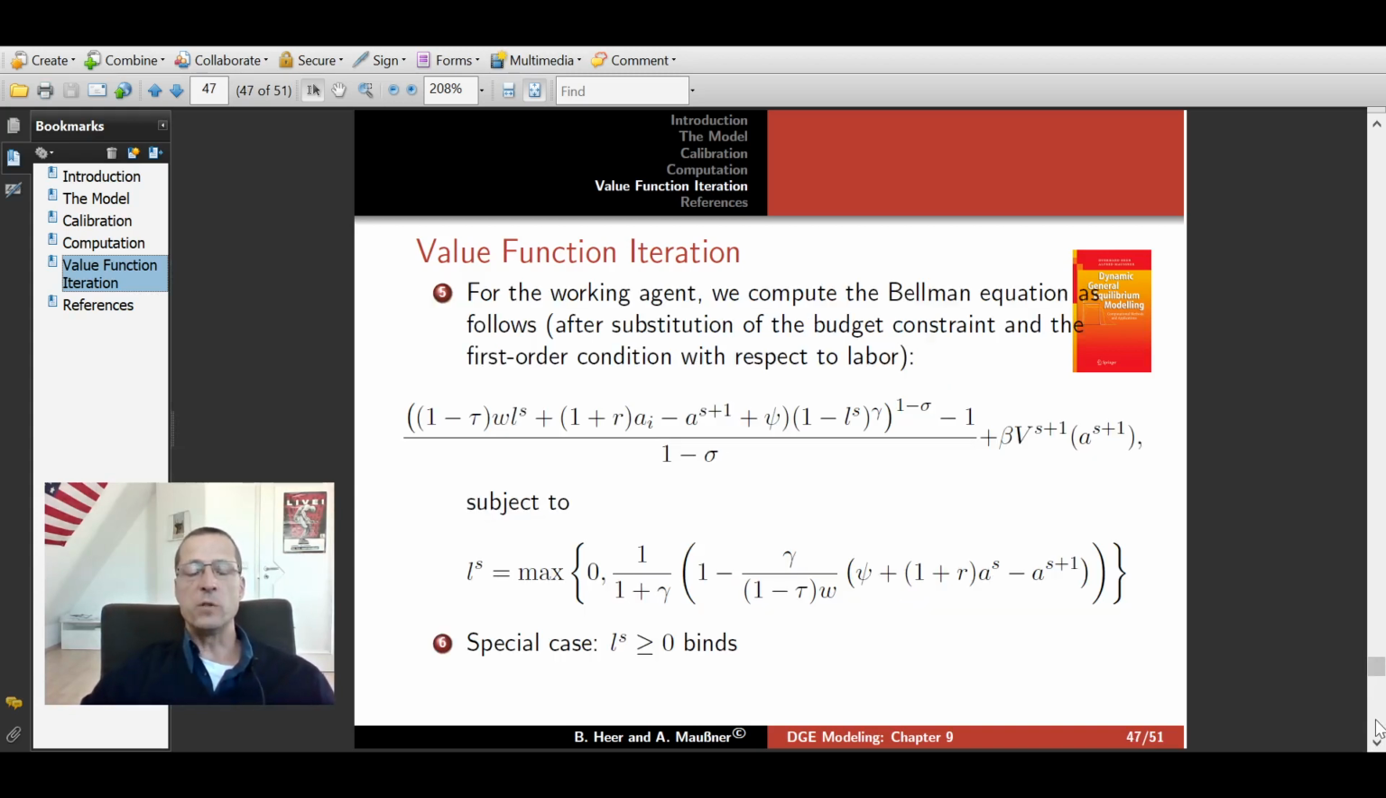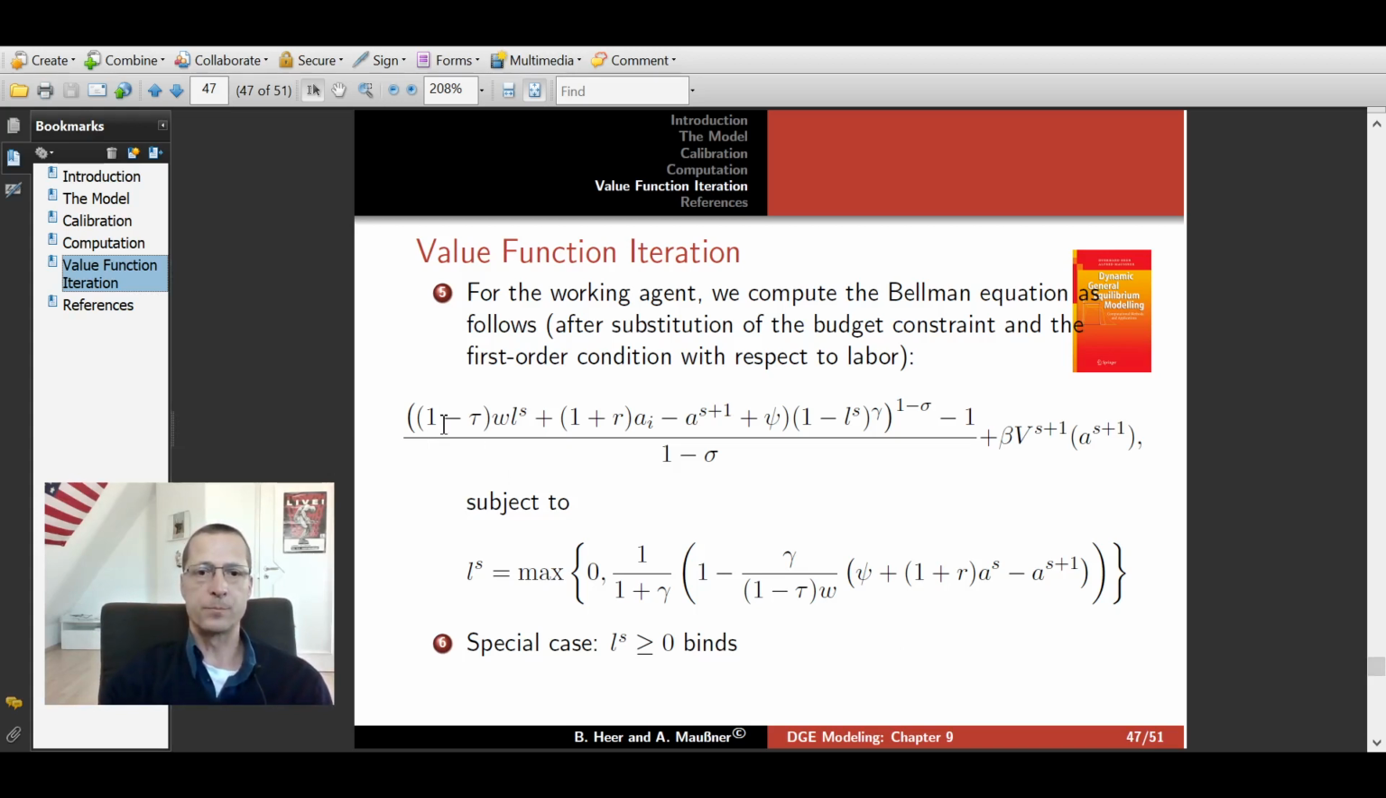For the working agent, when we have age equal to 40, it's the first time that the agent also has endogenous labor supply, so we have an additional control, labor supply. How do we deal with this?